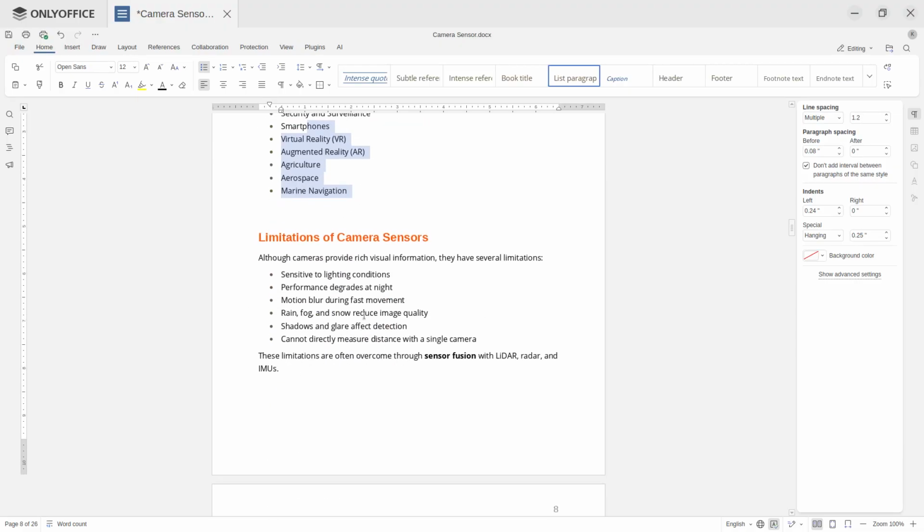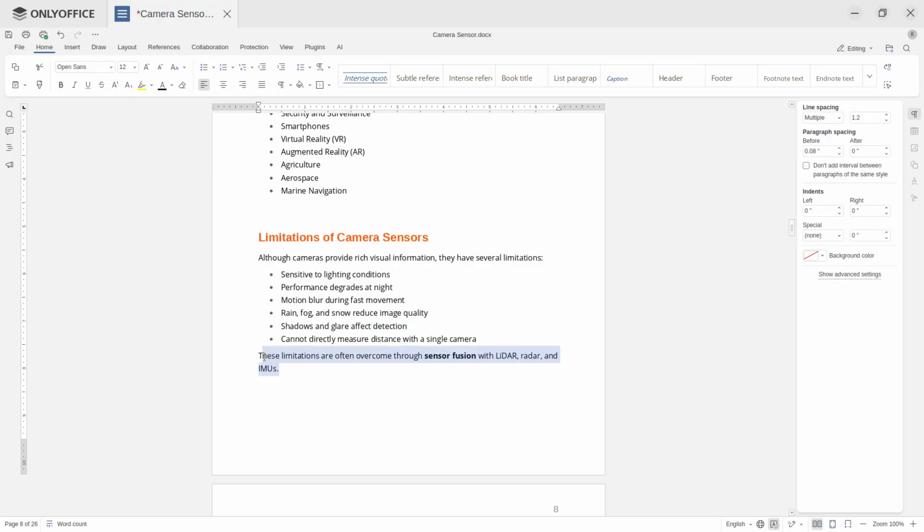Limitations of camera sensors. Although cameras provide rich visual information, they have several limitations such as sensitivity to lighting conditions, performance degrades at night, motion blur during fast movement, rain, fog, and snow reduce image quality, shadows and glare affect detection, and a single camera cannot directly measure distance. These limitations are often overcome through sensor fusion with LiDAR, radar and IMUs.